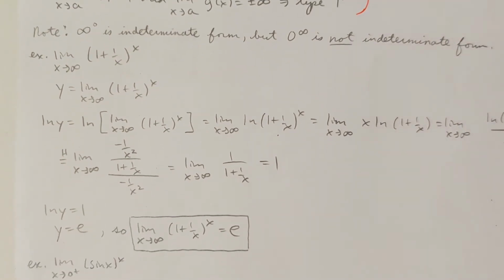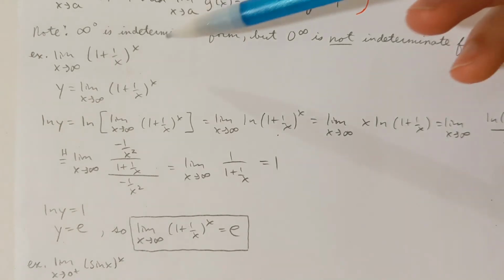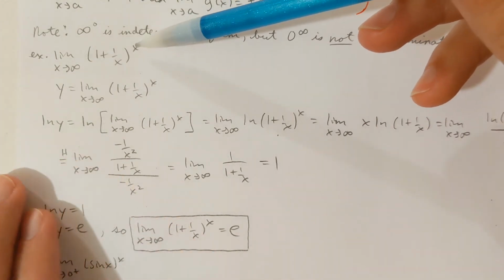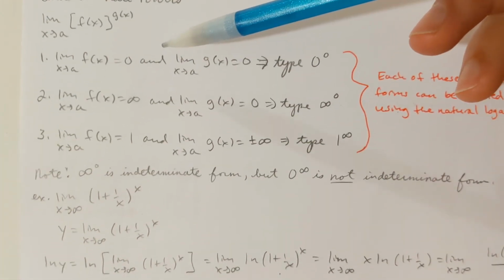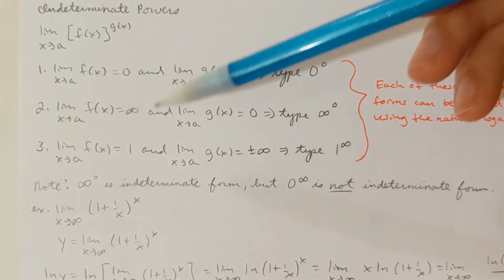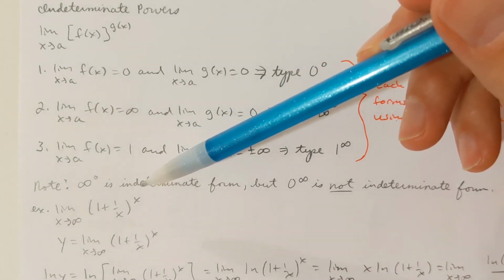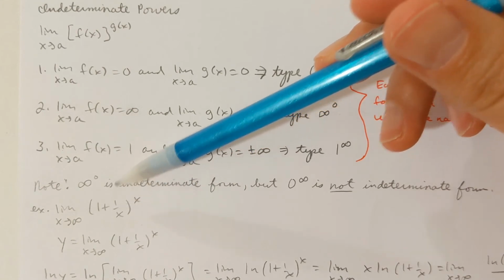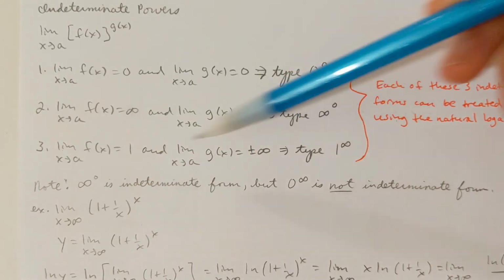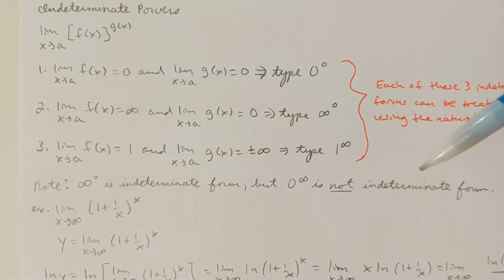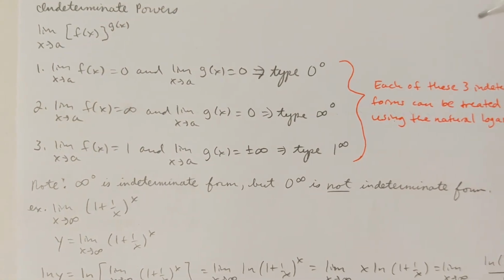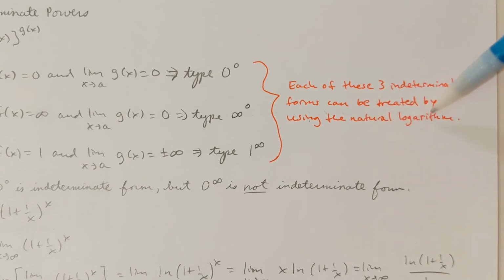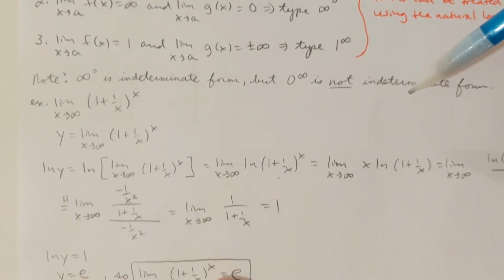Suppose we have the limit as x approaches infinity of 1 plus 1 over x to the x power. I've got a function to a power that is also a function. And, well, let's see. The limit as x approaches infinity of 1 over x, that's 0. So I'm looking at this third type here, 1 to the infinity power. That's an indeterminate power form. And so I'd want to be using the natural logarithm here along with L'Hopital's rule.